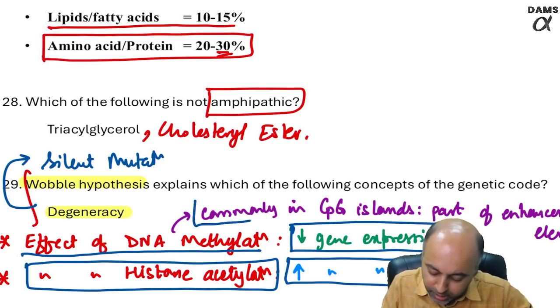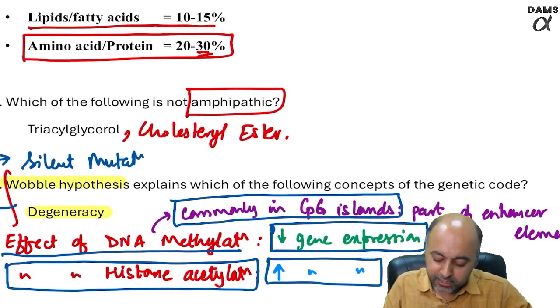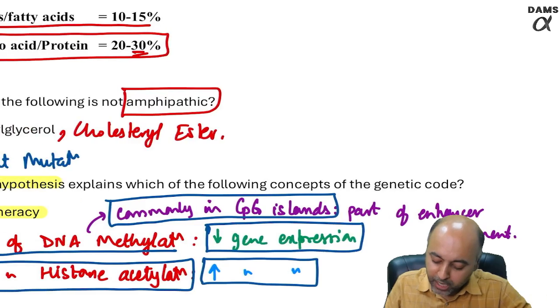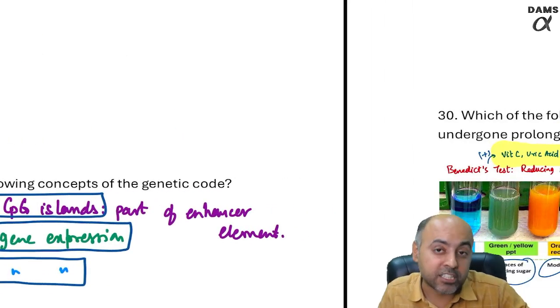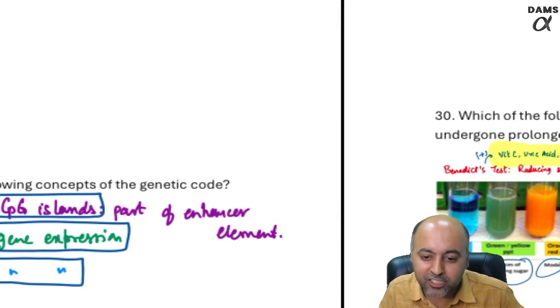Two more points about DNA methylation. It commonly occurs in the CpG islands. CpG islands are part of the enhancer element.